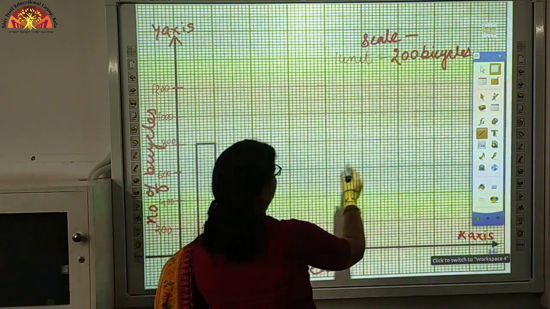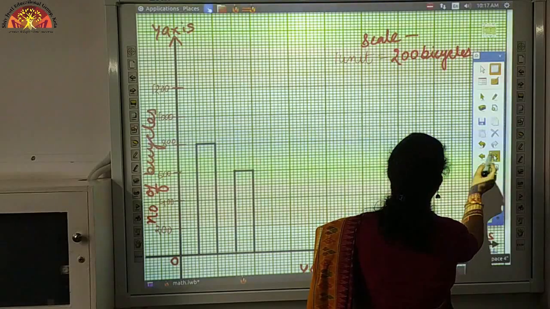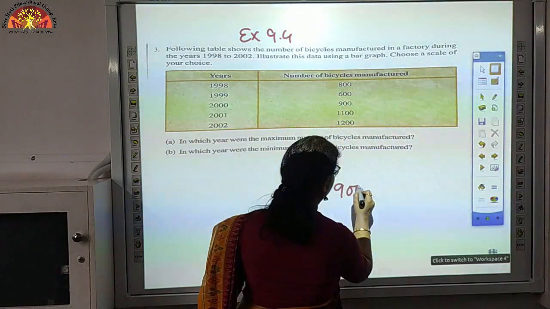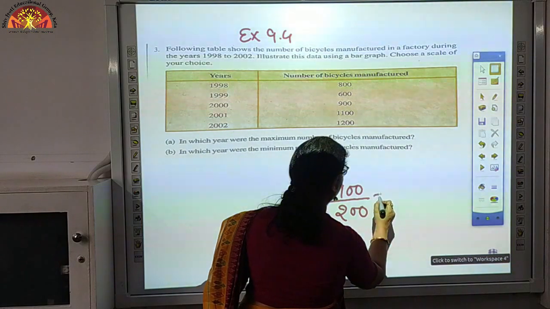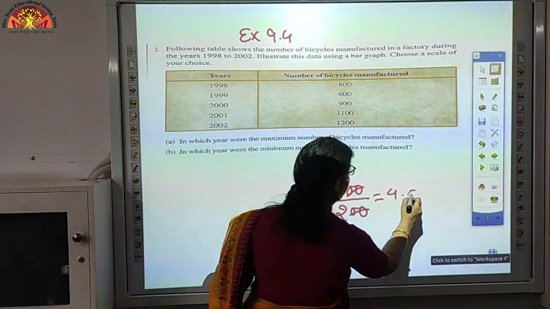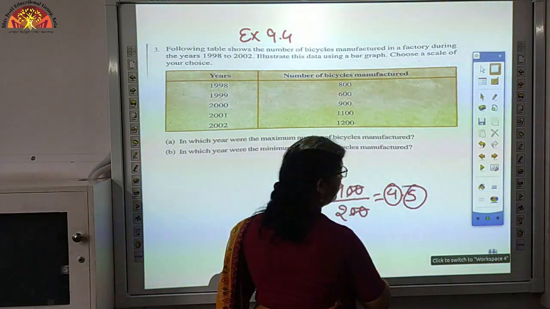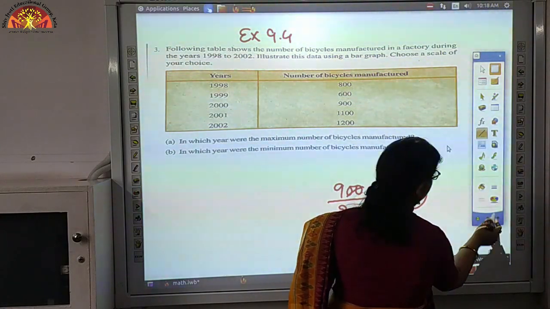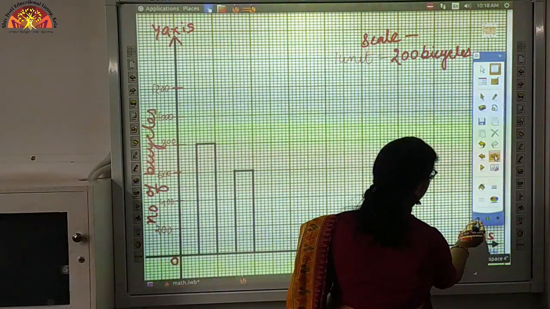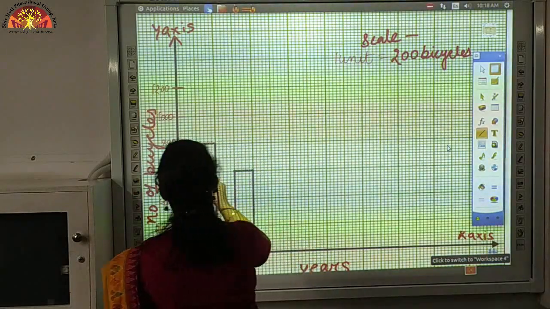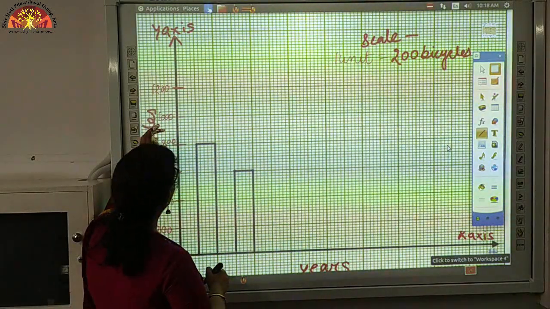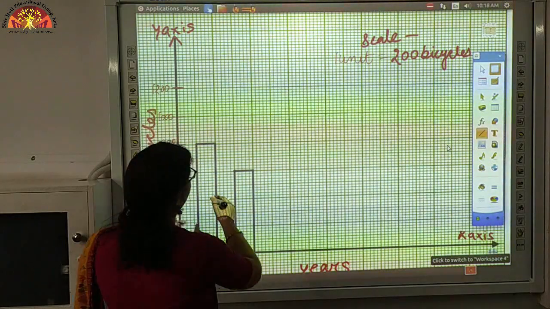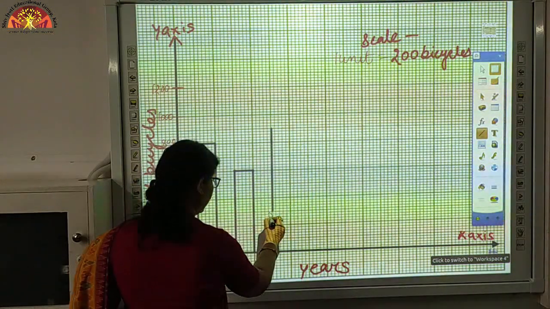Now in the next, in year 2000 we have 900 bicycles. You divide 900 by the scale you have taken. Now it is equal to 4.5. It represents 4 big blocks and 5 small blocks. So how do we draw this? It will come between 800 and 1000, because 1, 2, 3 and 4 big blocks and 5 small blocks will represent here. So we draw here.